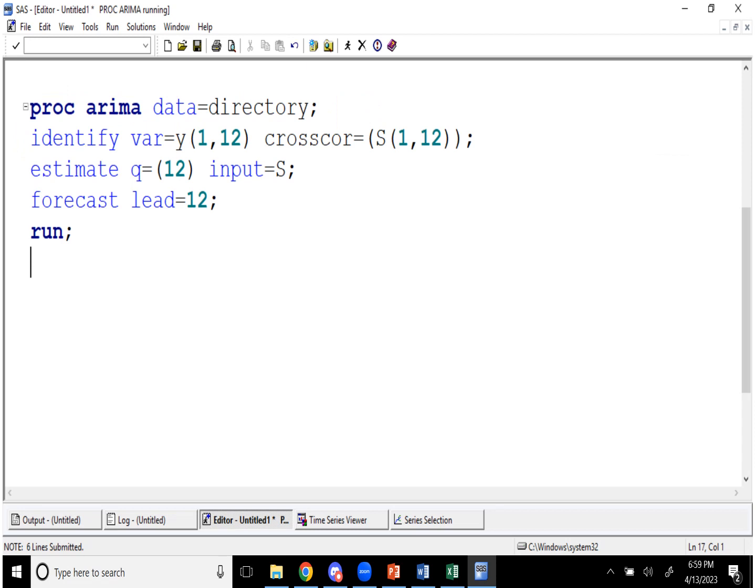I use PROC ARIMA. We said we want the first simple difference and the first seasonal difference. So that's why I do y(1,12). That's doing the differencing. The crosscorr statement is specifying any covariates I want to bring into my model, as well as any differencing. And remember, we said that we're supposed to difference those the same way we had to difference our ARIMA model. So that's also going to be (1,12).